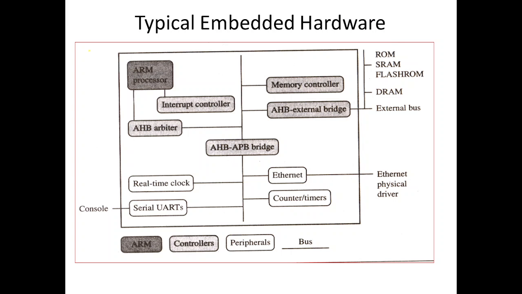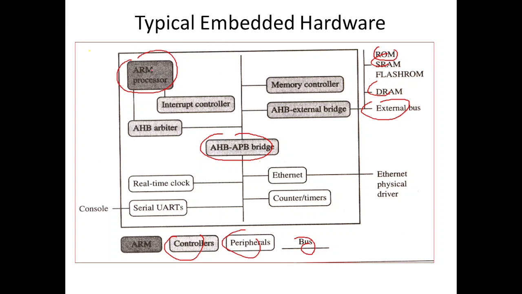Now, this is the typical embedded hardware which is available for any type of devices. Here, if you see, there is an ARM processor. After that there is an AHB bridge available. Along with this there is ROM, SRAM, DRAM. These are the different memory units which are available, external bus. Now here if you see the controller, peripherals and buses.